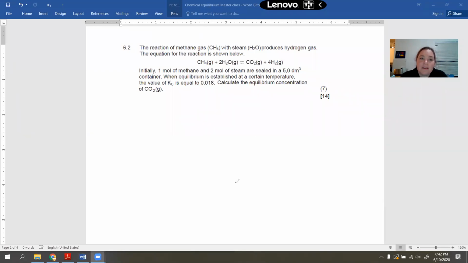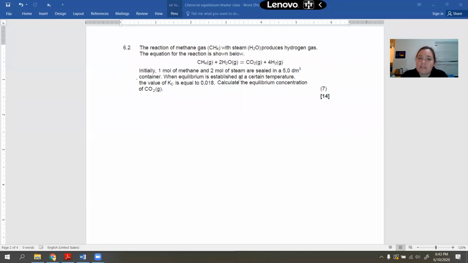start over here. It says the reaction of methane gas, which is CH4, with steam, which is H2O gas, produces hydrogen gas. There's our hydrogen gas, and there's also carbon dioxide in here. It doesn't mention the carbon dioxide, but it's still there. You can see it in the reaction. Initially, 1 mole of methane and 2 moles of steam are sealed in a 5 decimeter cubed container.